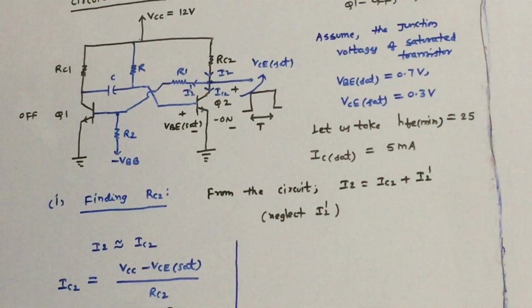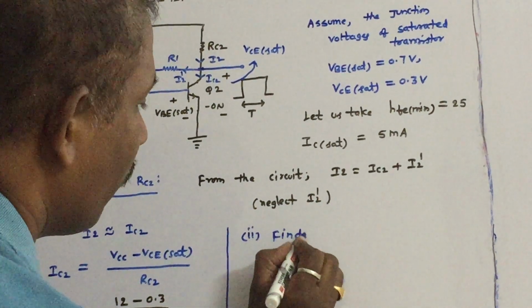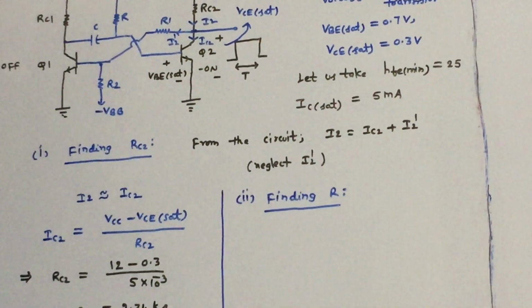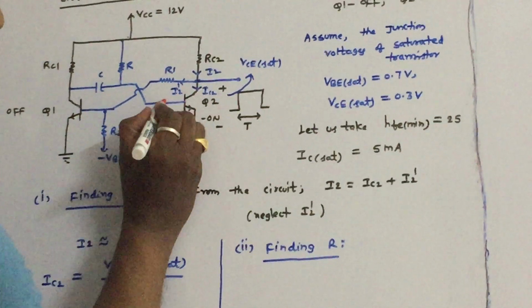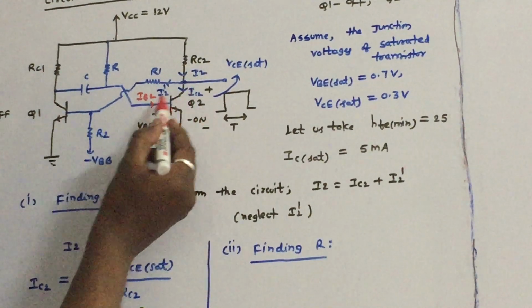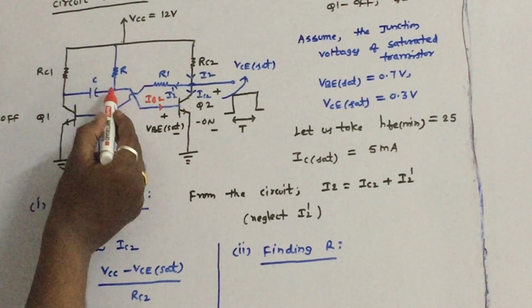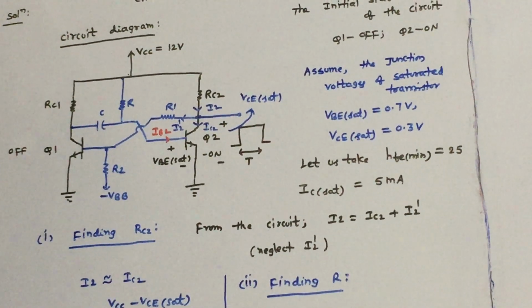The second step in this problem is finding R. This is also a very simple step. So for this, what do we have to take? Since IC2 is given, we can easily calculate IB2, because we have a straightforward relation between IC2 and IB2. Once you find IB2, by applying KVL to this loop, we can easily find the value of R. So this is the very simple procedure.